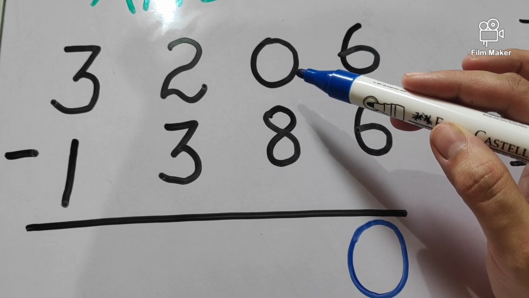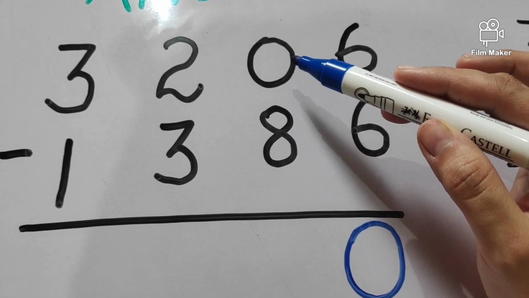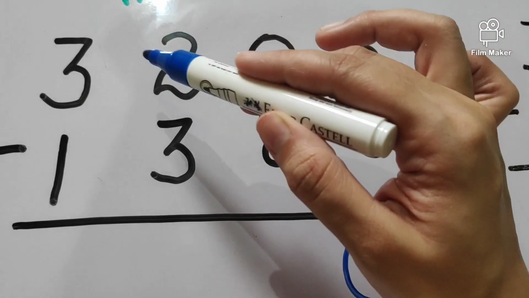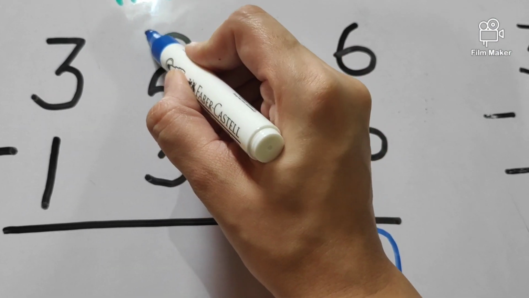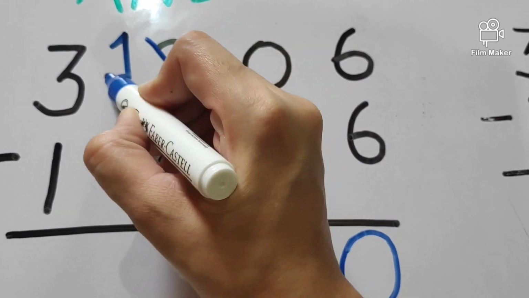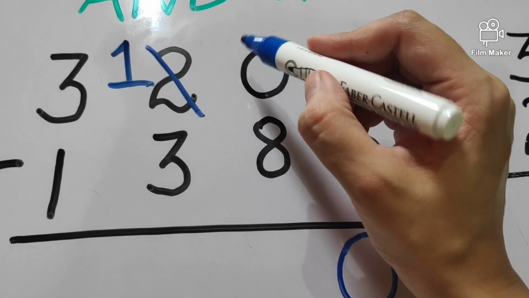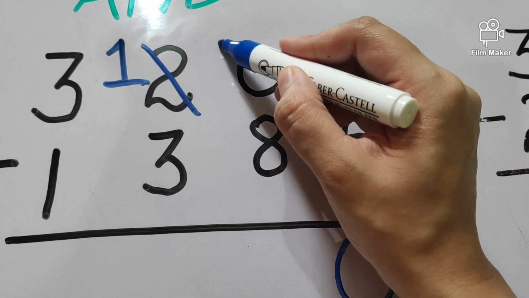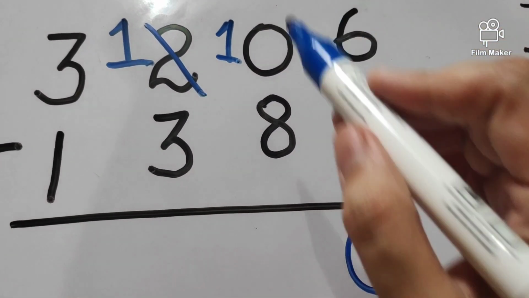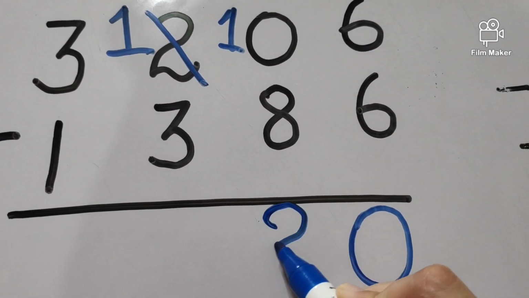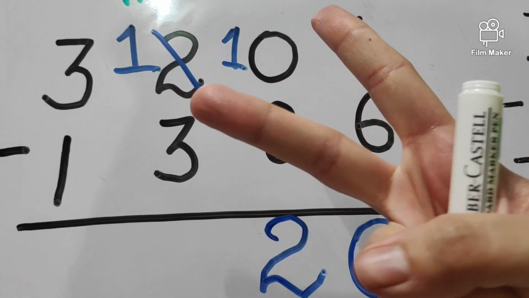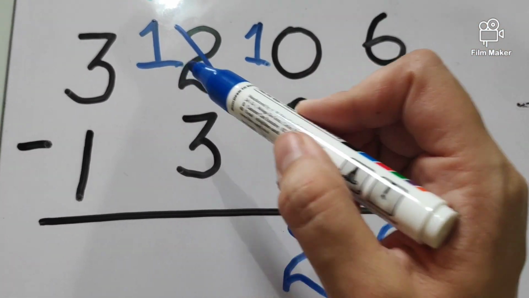So what you will do, as the poem also says, more on the floor, go next door. So you are going to borrow from here. 2 will become 1 and 0. 10 will be added to 0 and it will become 10. So 10 minus 8, 2. Count from 8 to 10, 9, 10. So 2.